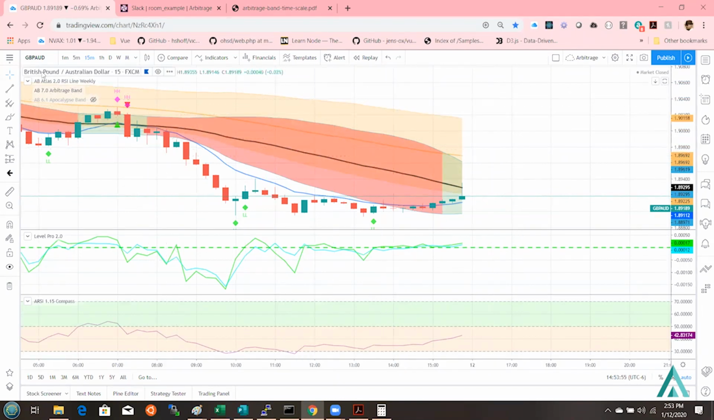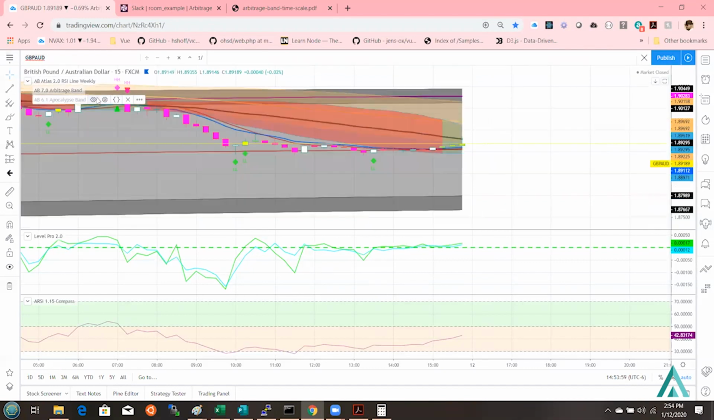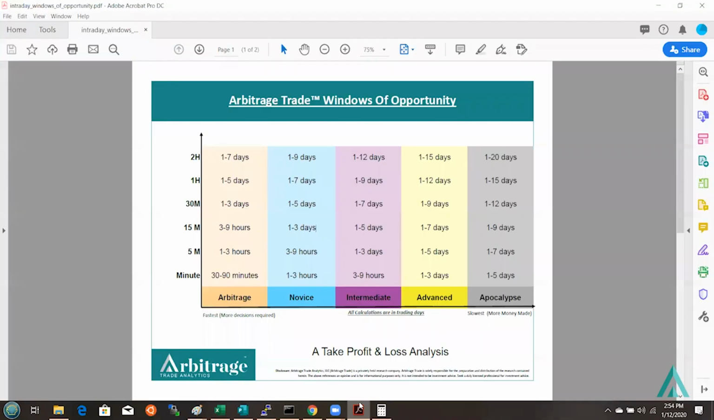All right, let's look at GBP JPY. Actually, let me turn back on the Apocalypse band real quick to see what I'm expecting. So once again, because of where he's sitting, to forecast out where I think he's going, I think he's going to go up. He's going to go up and test this line. The black line is going to wind up back at the top of the arbitrage band, and then we're going to fall back down. But this is going to take, once again, using our windows of opportunity, a 3 to 9 hour on the 15 minutes.